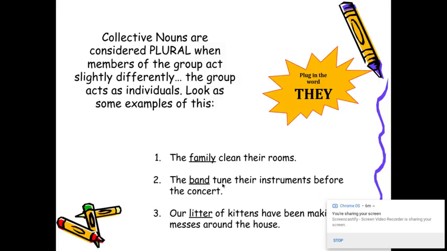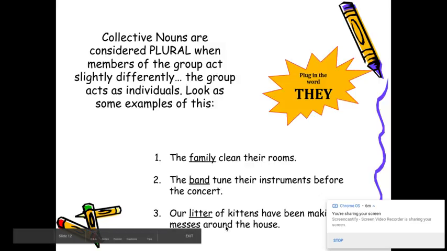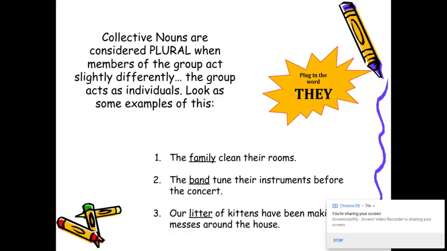Okay, another example, "The band tune their instruments before the concert." Band is our collective noun, but tuning instruments is going to look different for each member of the band depending on what instrument they play. So, for example, tuning a piano or a guitar is going to look different than tuning a trumpet. So, they're all tuning, but it's going to be slightly different. Okay, and our last example here, "Our litter of kittens have been making messes around the house." Litter is our group word referring to our group of kittens. However, if they're running around the house, they're likely going to be making messes in slightly different ways.